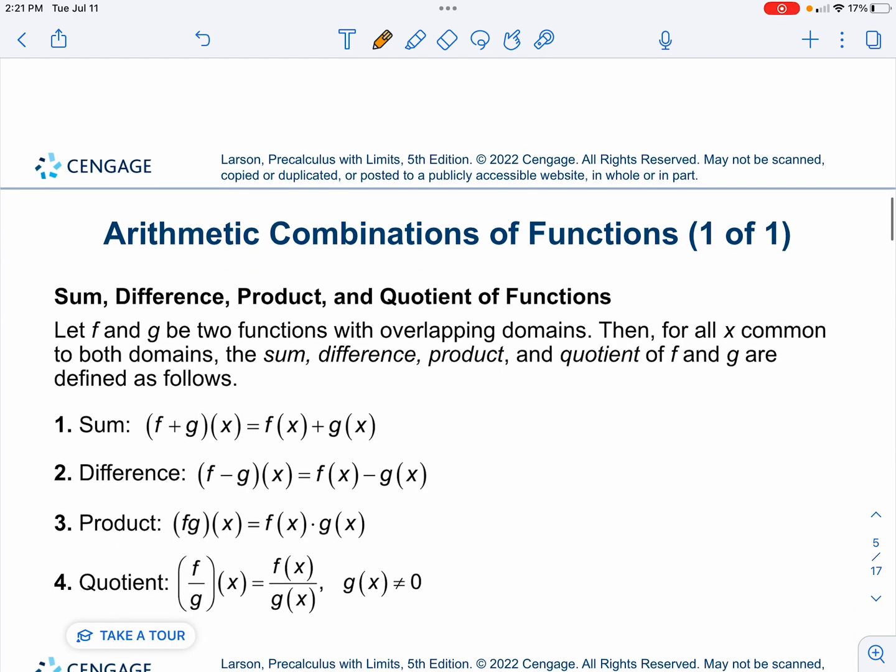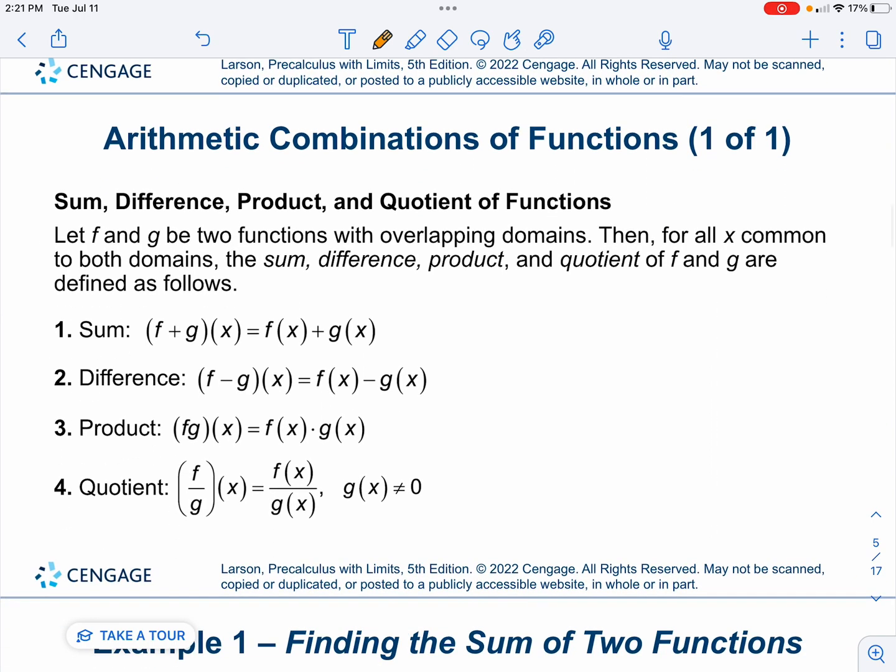We'll start with the arithmetic combinations of functions. These four are sum, difference, product, and quotient, and you can see the definition of each. If it says f plus g of x, that means you take f of x plus g of x. I'll show you an example of that one. All of these are very intuitive. The difference of two functions just means you subtract the functions. Product means you multiply them, and quotient means you divide them.